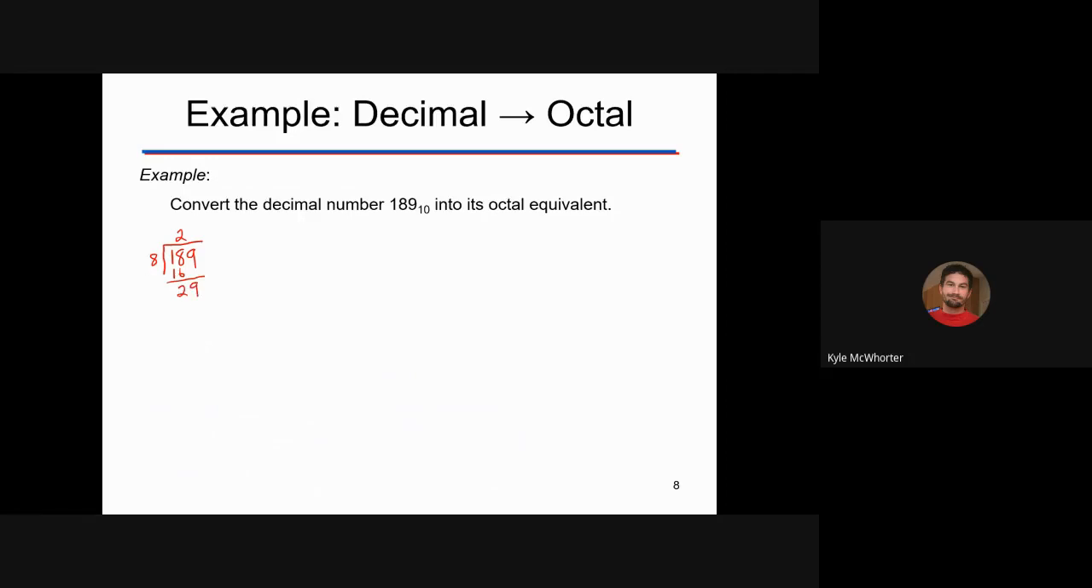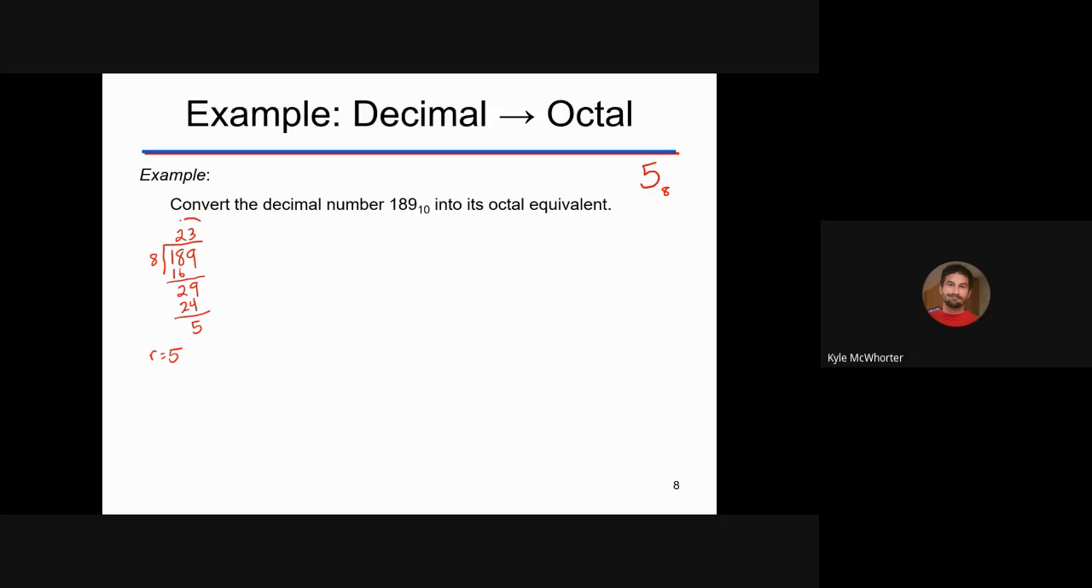How many times does 8 go into 29? 8 times 3 is 24. So 3 times 8 would be 24. Subtract, and you get a remainder of 5. So that means that in base 8, I'll write it up here. In base 8, my last digit is going to be a 5. My least significant digit is a 5.